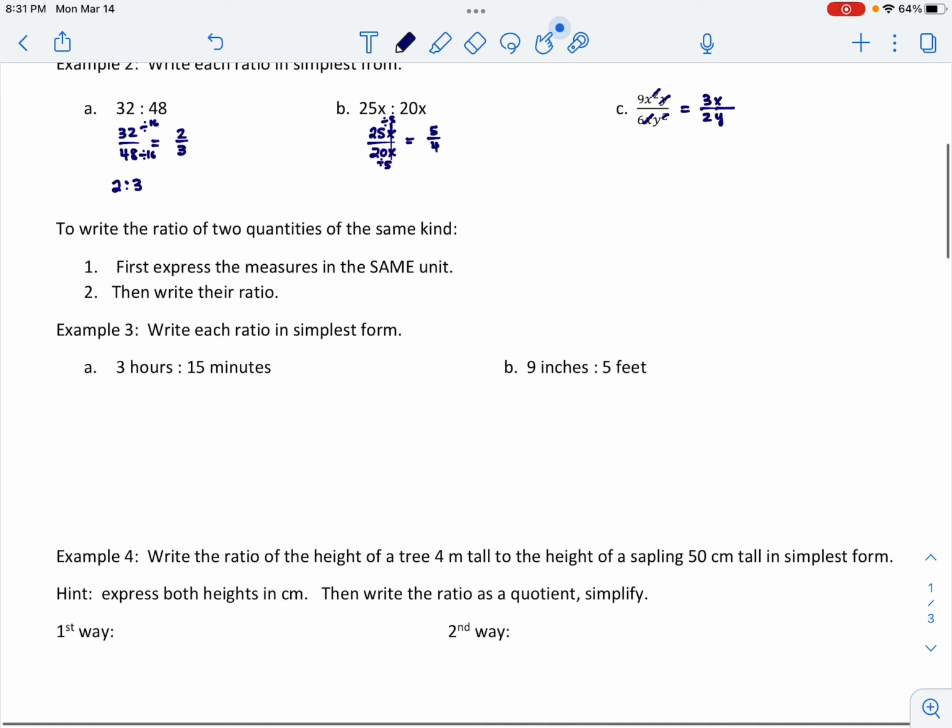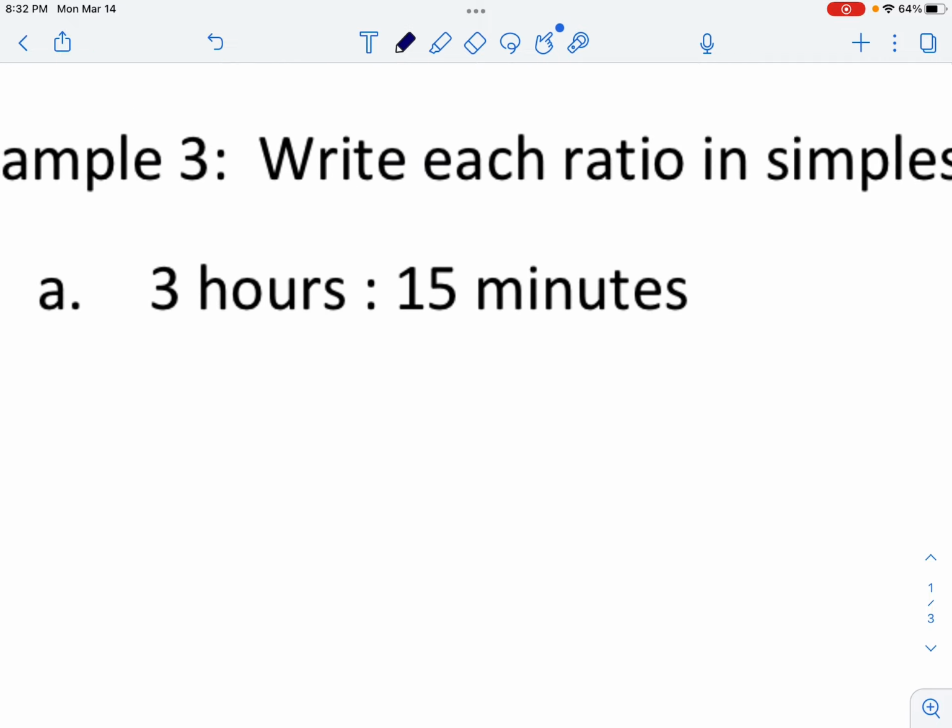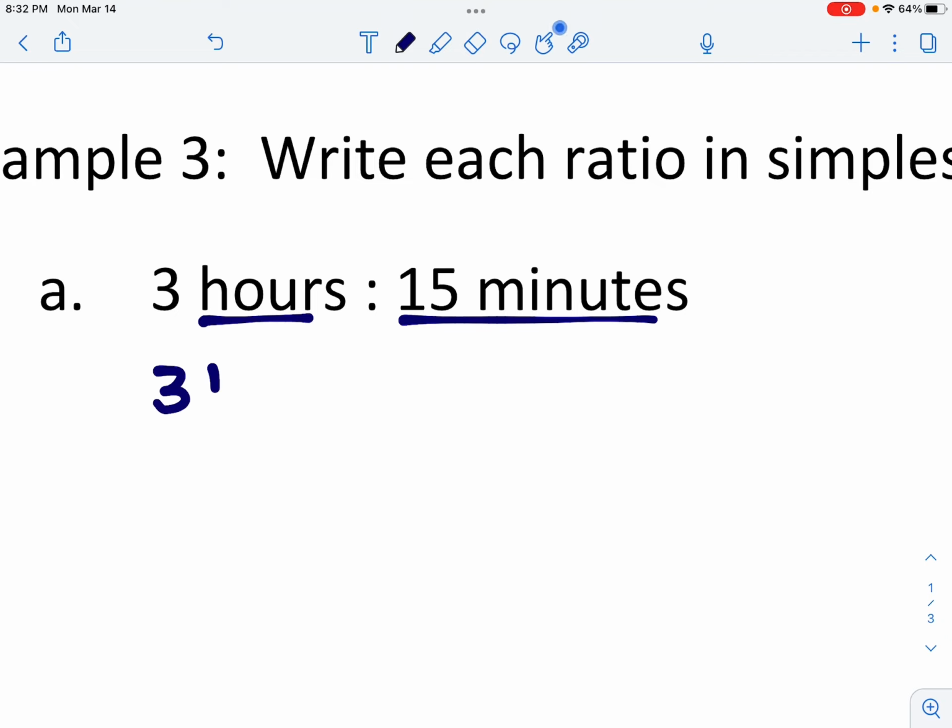All right. To write the ratio of two quantities of the same kind, first express the measures in the same unit. So we got to convert units. Then write their ratio. So for the first one, we have 3 hours to 15 minutes. I cannot convert this to hours because 15 minutes is not enough to make an hour. So the best thing to do is convert my hours to minutes. So if I have 3 hours, I'm going to put that over 15 minutes.